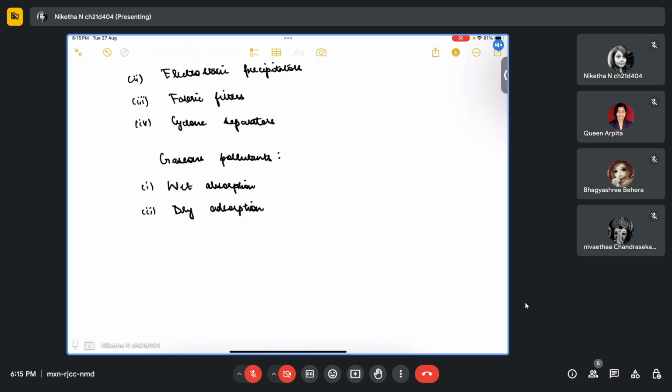Note that this is absorption and this is adsorption. Can you tell me what is the difference between the two processes, adsorption and absorption? What is the difference between absorption and adsorption?